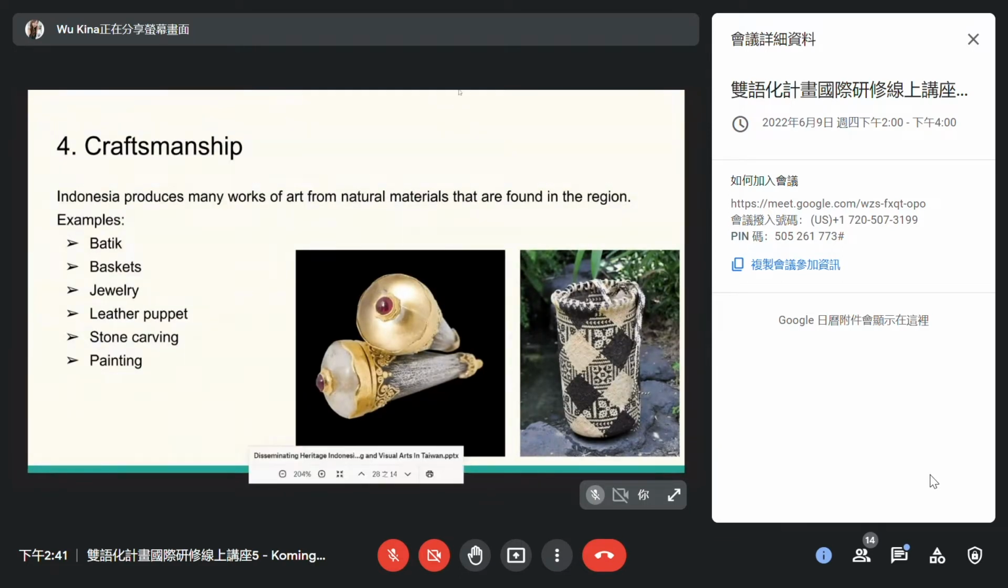And of course, it's craftsmanship. Indonesia produces many works of art from natural materials or natural fiber that are found in the regions. For example, batik, as some of you know, if you joined the batik workshop last week with Professor Wu Peishan, then you know how to create this batik. And also baskets, as you see here in the pictures, some of them are made from bamboo, some of them are made from rattan.